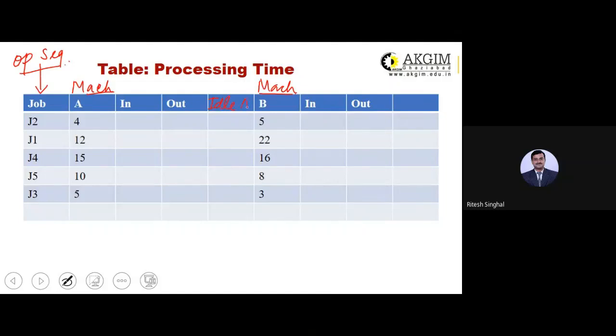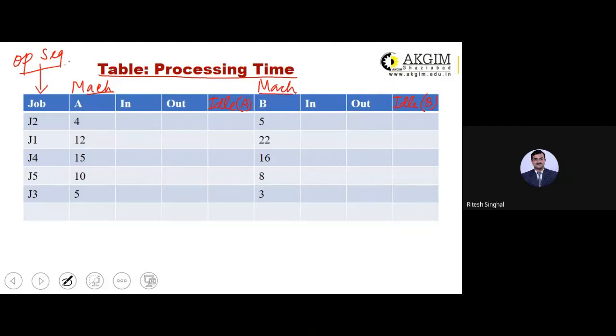Idle time for machine A, obviously, and then here idle time for machine B. And I think you know what is idle time. Idle time is nothing but the time where machine has no jobs to do. It means machine is not doing anything. Yes. Now we are going to complete this table. This table is called processing time table. Here we are actually going to find out how much time is required to complete all the jobs. So let's start.